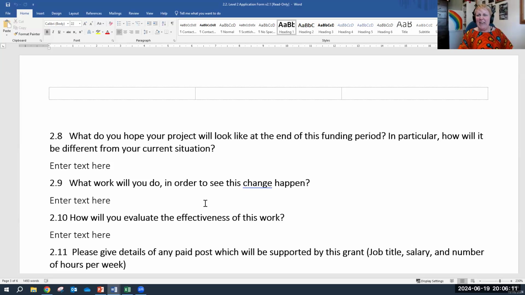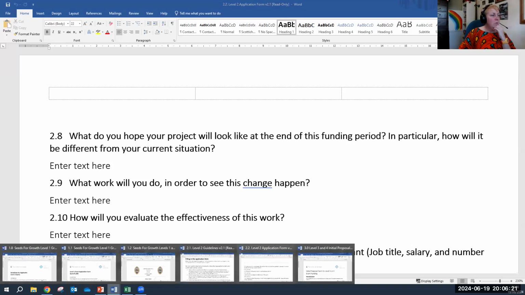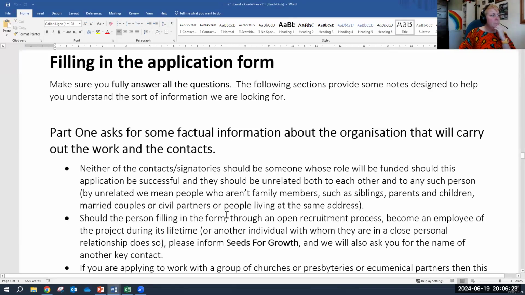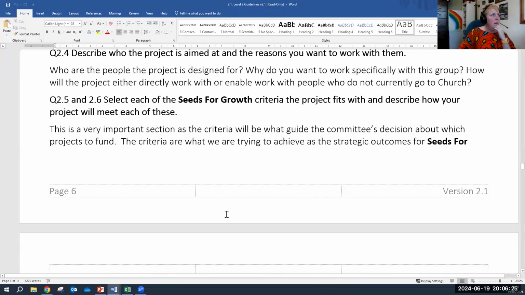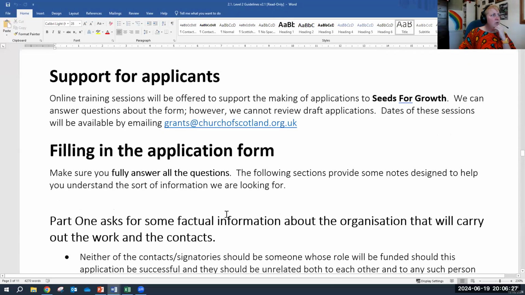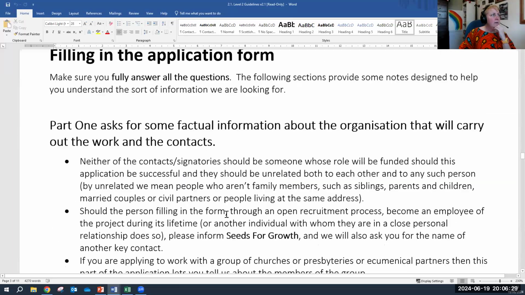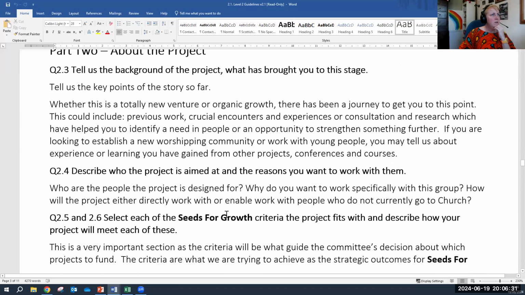Why are we doing this thing? And we're doing it because of a change that we want to see. And I'm going to flip now back to the guidelines. Let me just check that I'm on the right guidelines. I think I am. Can't see the title.